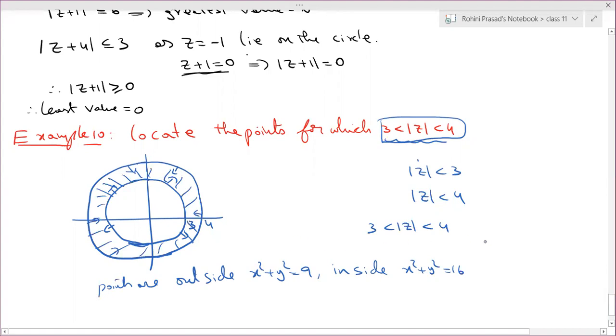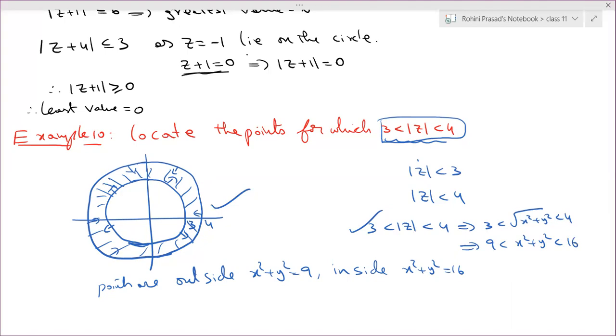Or you can write, if you directly do the algebraic calculation, 3 is less than root x square plus y square, which is less than 4. And all are positive, so you can square throughout. 9 is less than x square plus y square, which is less than 16. Algebraic calculation also you can get. Diagrammatically also you can try to understand the logic behind it.